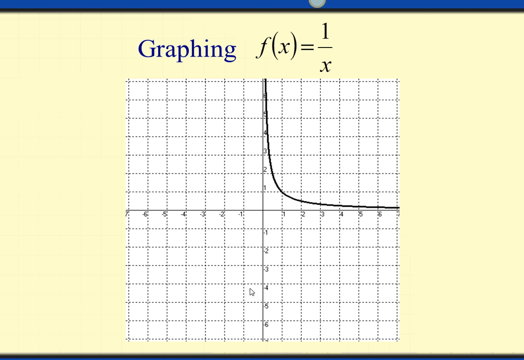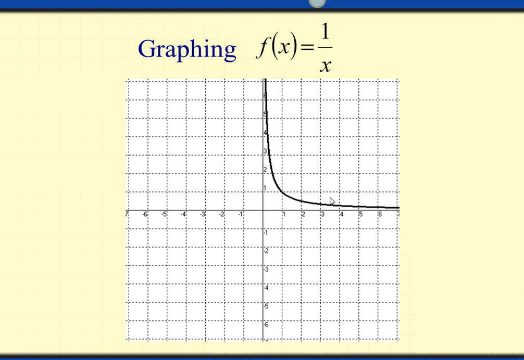Because remember, as our x's were getting closer and closer to 0, that would be here, then our y's are getting larger and larger and larger. That's up here. And as our x's got bigger and bigger and bigger, then our y's got smaller but positive, so they got closer and closer to 0, and that's why the graph looks as it does in this case.